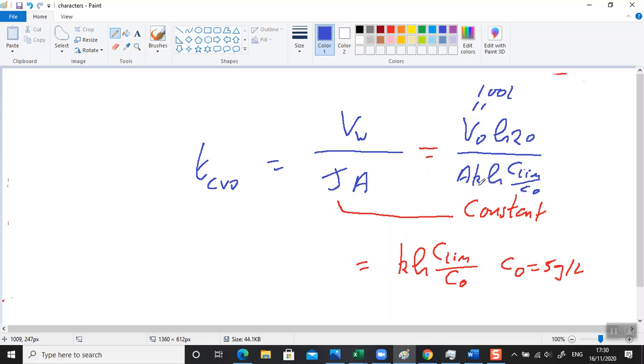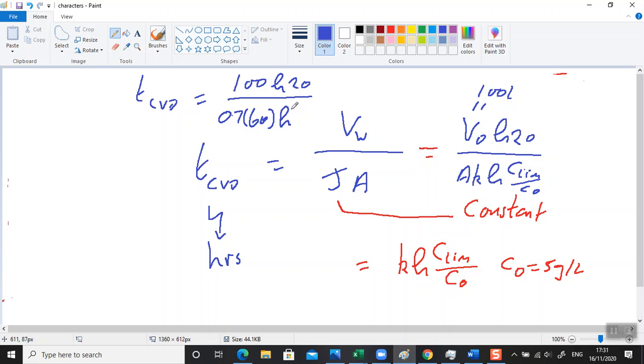And I think I gave you k in liters per meter squared per hour, so that's going to work out to be in hours. Okay, so this is in liters, this is in liters per meter squared, so the meter squared is going to cancel the area, and the hours is below the line here, so it's going to move up. So the units of this, given the data I gave you, are going to be in hours. So our final answer is going to be t_CVD equals 100 log of 20 over, I think that was 0.7 times k, which was 60, times log of C_lim, which was 300, over 5, which is the constant ratio.